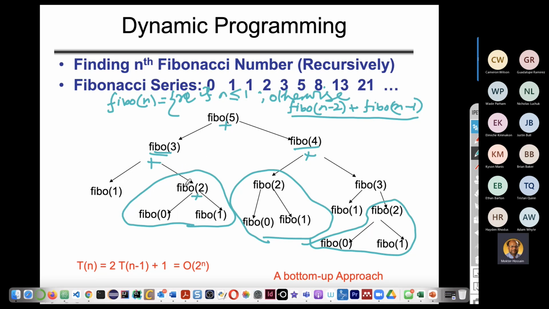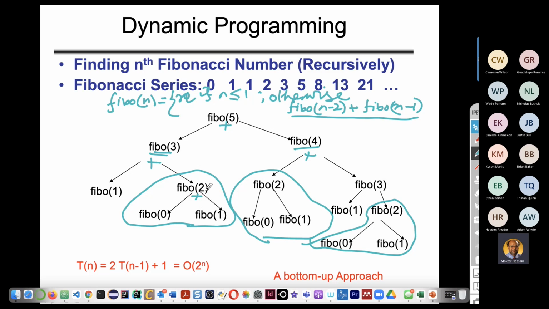In the recursive method, we are doing some redundant work, right? Here we are doing the same thing again and again. For instance, this Fibonacci 2 is being calculated 3 times. In dynamic programming, our goal is not to calculate Fibonacci 2 three times, only one time.